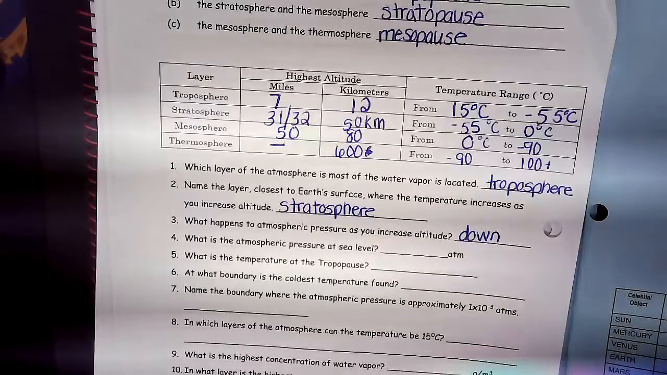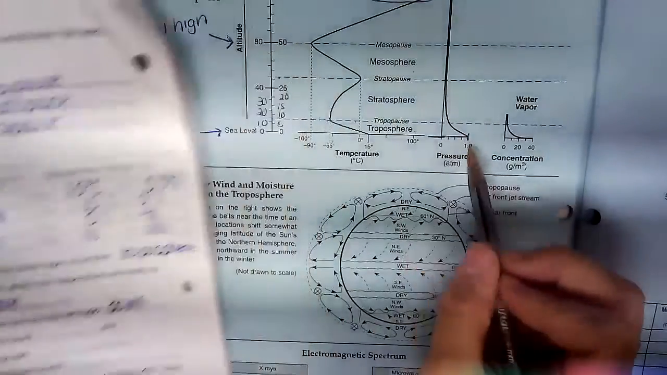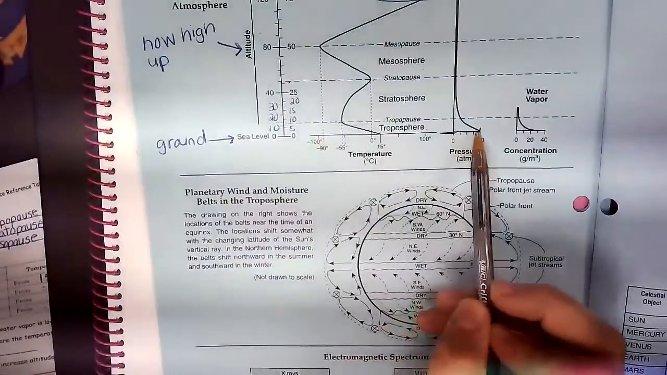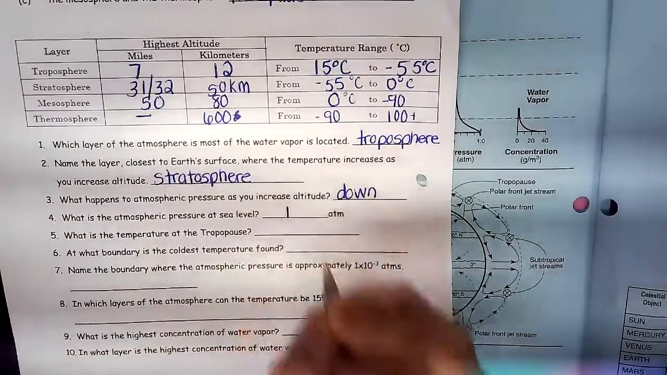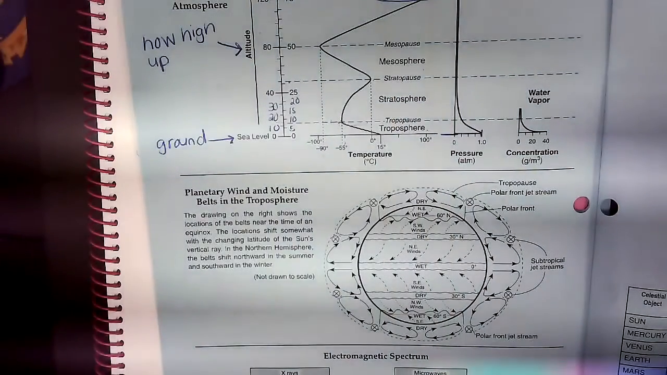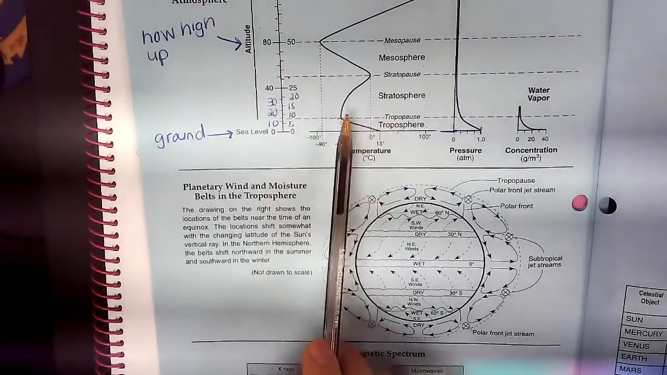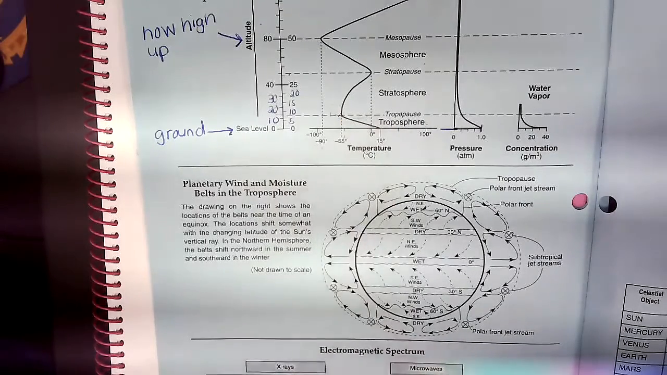What's the atmospheric pressure at sea level? Oh, we just did this one. At sea level, the pressure is 1. What is the temperature at the tropopause? So everybody go to the tropopause. Here's the tropopause. I want to know the temperature.